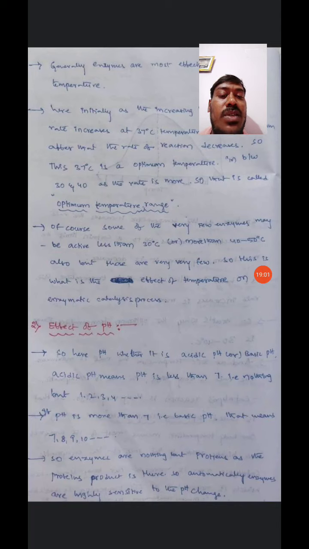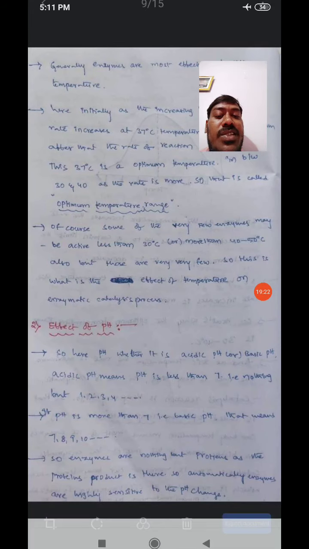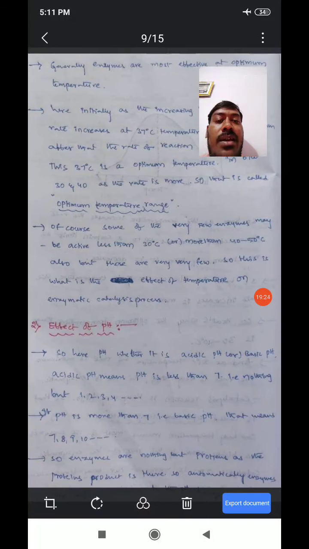Of course, a very few enzymes may be active below 30 degrees centigrade, or above 40 to 50 degrees centigrade, but those are very few. So this is the effect of temperature on the enzymatic catalytic process. Next we are discussing the effect of pH.